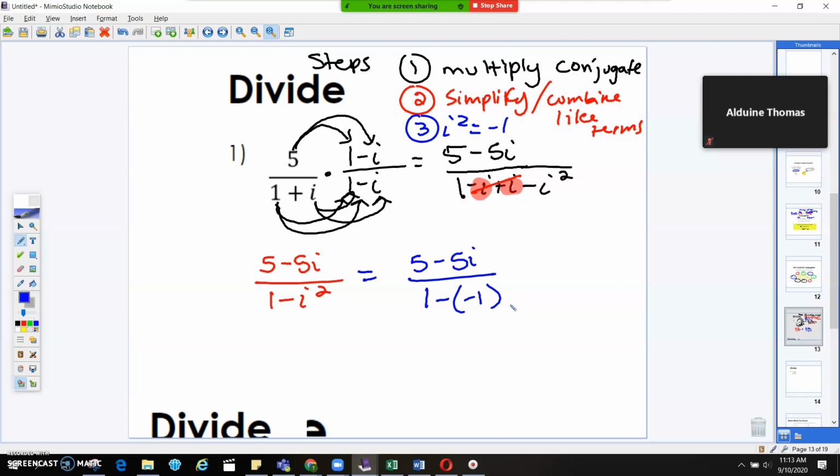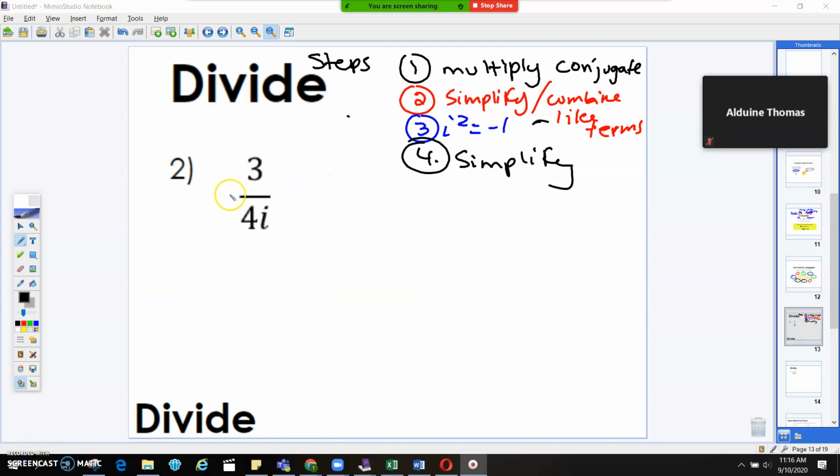Our last and final step is to simplify or combine like terms, whatever you want to use there. It's going to look different from problem to problem, but in this case, we're just going to simplify this denominator. So we copy the top, and in the bottom, we have 1 plus 1, which gives us 2.